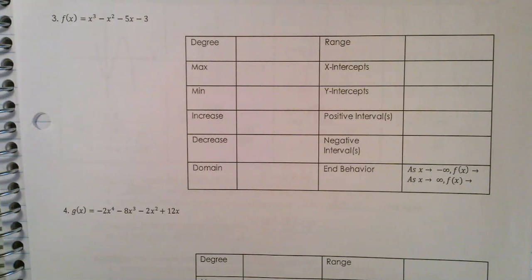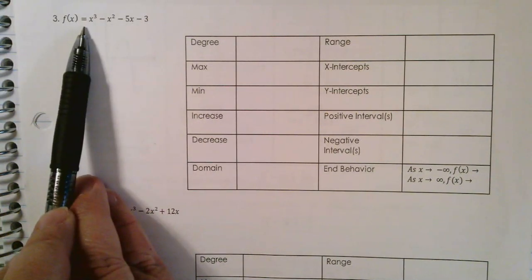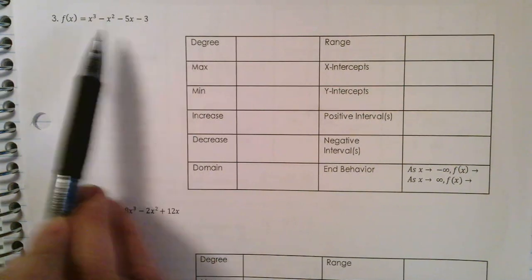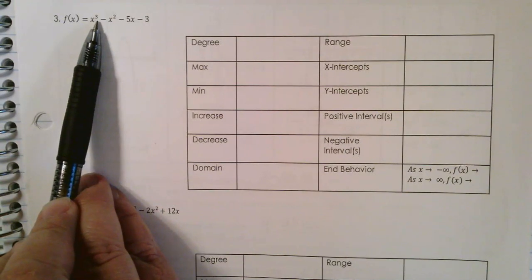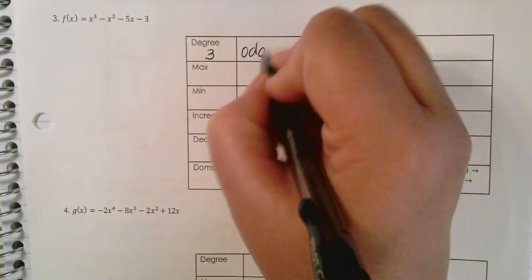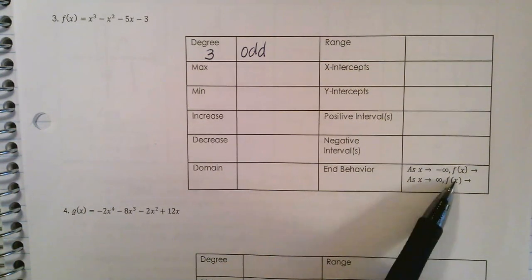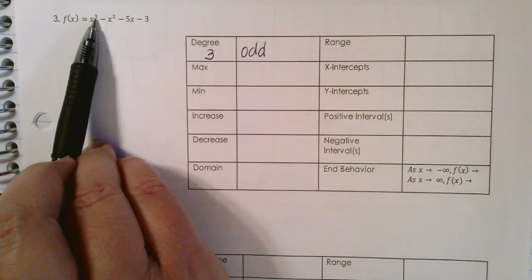Before we start plucking valuable information off of that graph, there are a few things here that I can tell just from looking at the original equation that I don't need to graph it to know. The degree is one of them. The degree here, it's the biggest exponent, it's 3. And we can write 3 if we want to, but what really matters to us is that it's odd. So it is an odd degree. That tells me something about the end behavior. It tells me that the ends are going to be pointing in opposite directions, just like a line, which has an odd degree also.